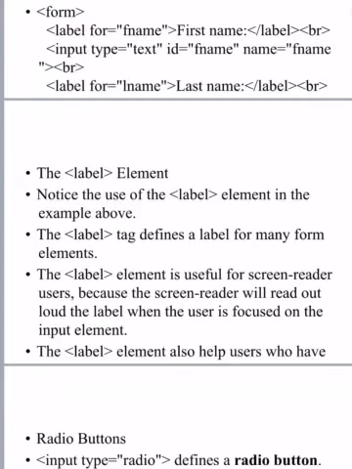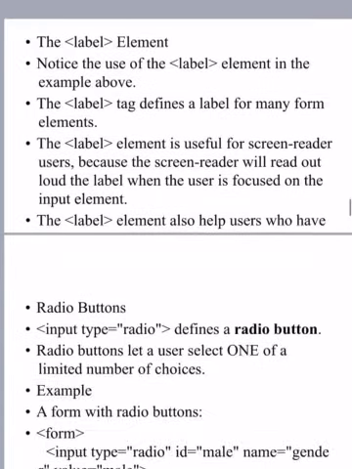So we go for a label. When the user sees that particular label, he will think, okay, this is what I have to enter. He will come to that conclusion. That's why the label element is useful for screen reader users, because the screen reader will read out loud the label when the user is focused on the input element. So the label element also helps the user.